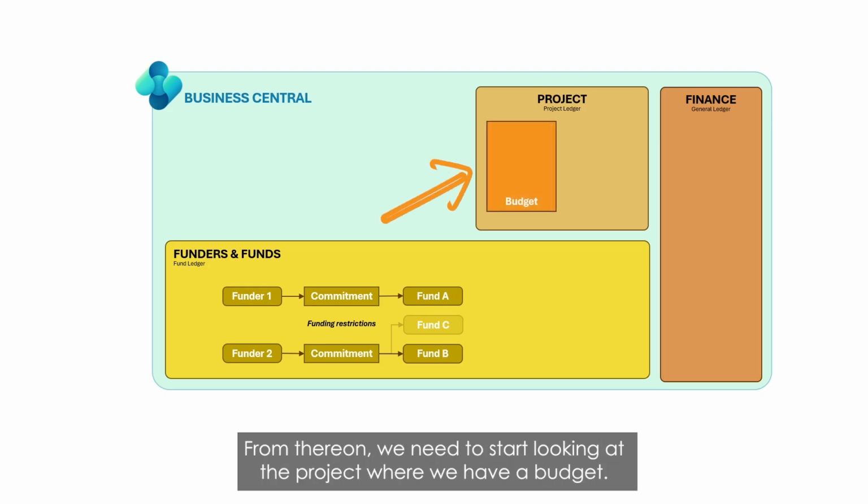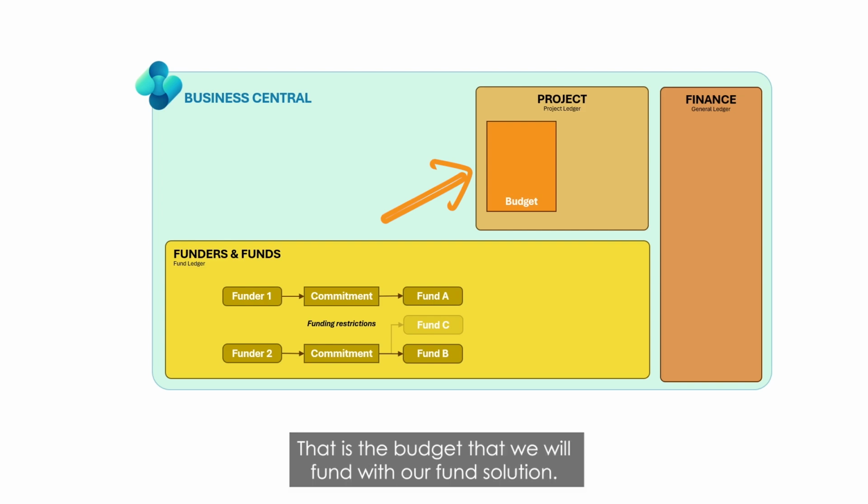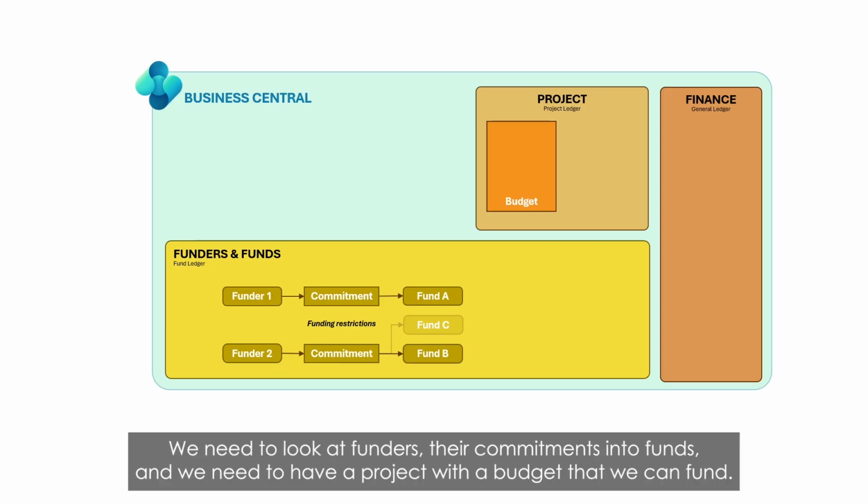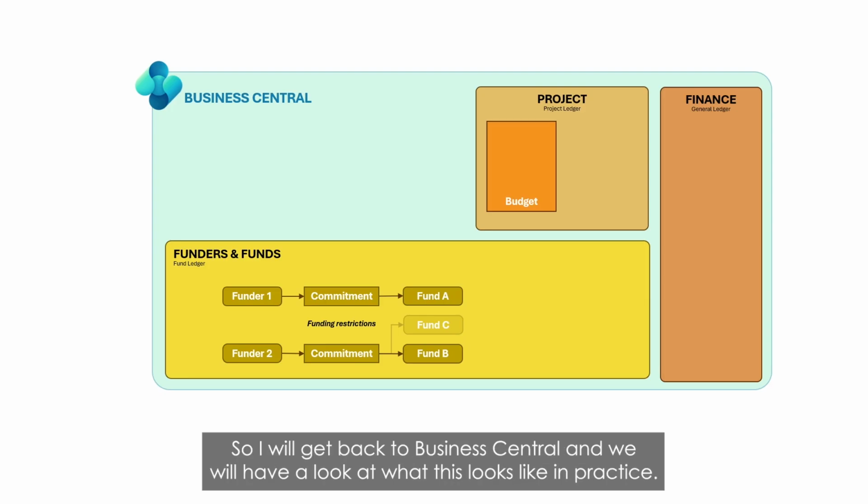From there on, we need to start looking at the project where we have a budget, and this is the budget that we will fund with our fund solution. I will come back to this one a little bit later, but these are the starting points. We need to look at funders, their commitments into funds, and we need to have a project with a budget that we can fund. And so I will get back to Business Central, and we will have a look at what this looks like in practice.